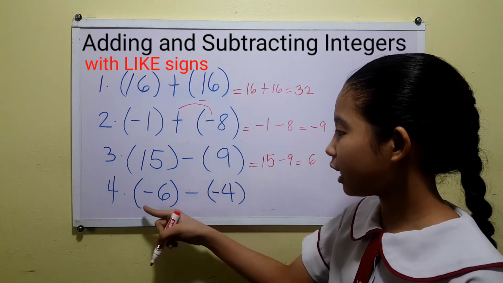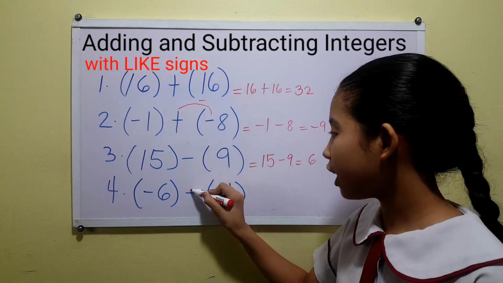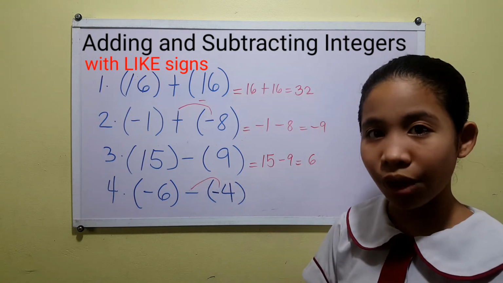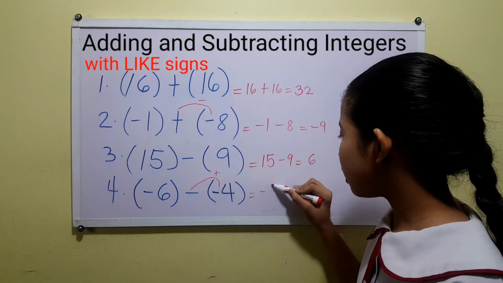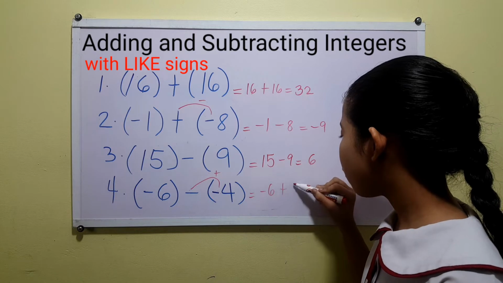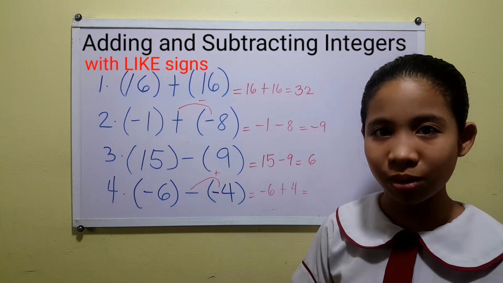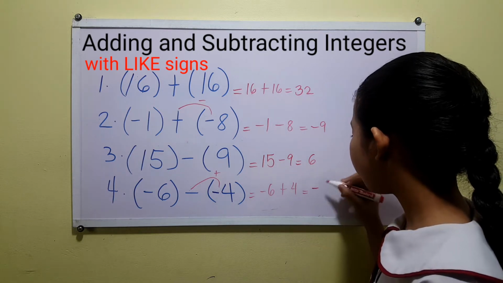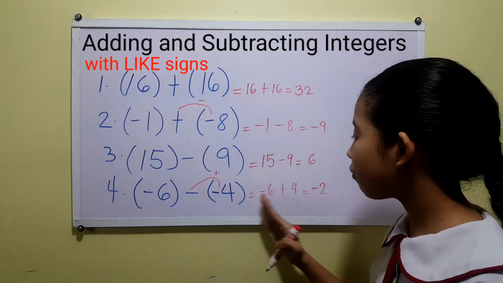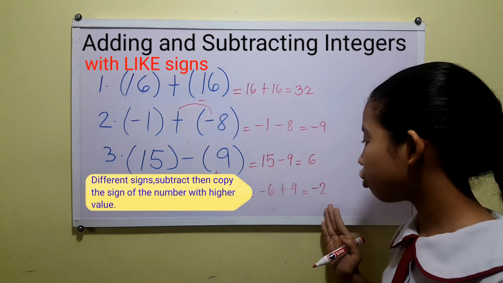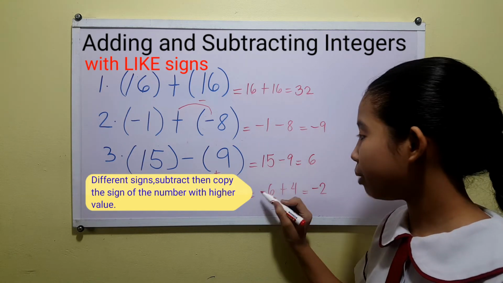Lastly, we have negative 6 minus negative 4. Remember that negative times negative is equal to positive. So, we have negative 6 plus 4. And negative 6 plus 4 is equal to negative 2. And now, since they have different signs, they have to subtract. And the number with a higher value will be the sign.